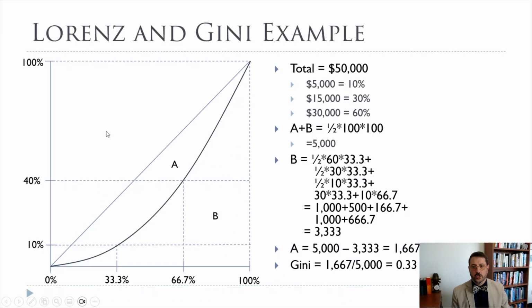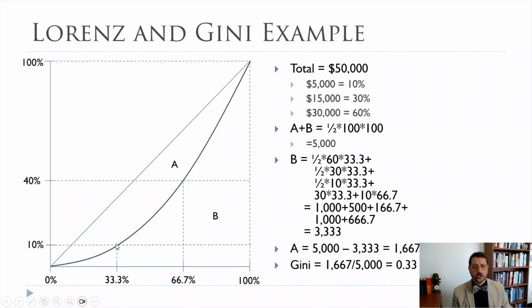Okay, so here on the horizontal axis is the cumulative amount of people from poorest to richest. So we've divided that up into thirds. So we have our bottom third, our second third, and then our last third. And then the bottom third earns 10%, right? That was the 5,000 divided by 50,000. So that's a point on our Lorenz curve.